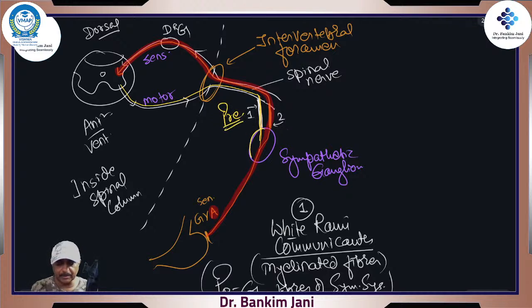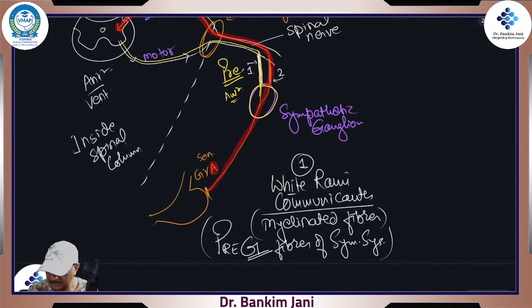This is the ganglion, this sympathetic ganglion. The fibers which are before that are preganglionic. Fibers which are after that are postganglionic. So the preganglionic fibers of the sympathetic system are going over there. Here it is connecting, this is anterior, so this is connecting the anterior part of the spinal cord with the sympathetic ganglion. So far, all fine.